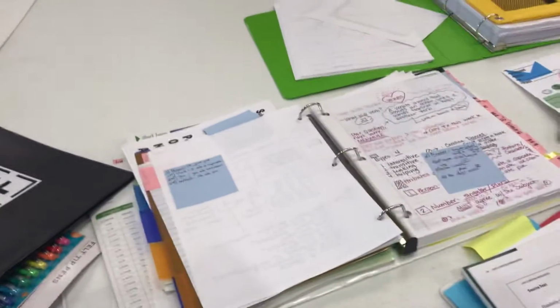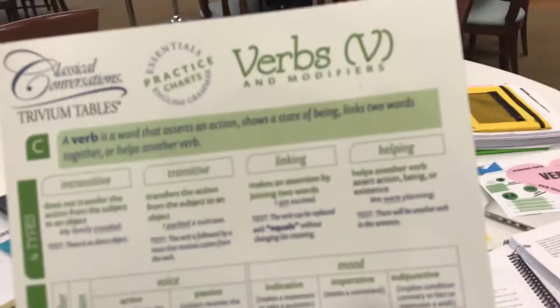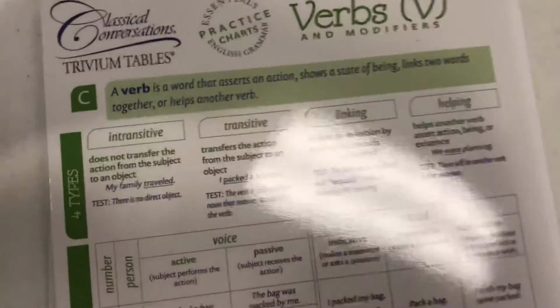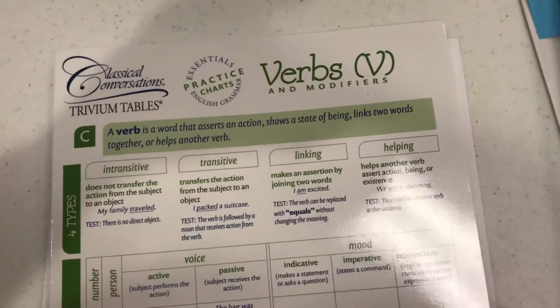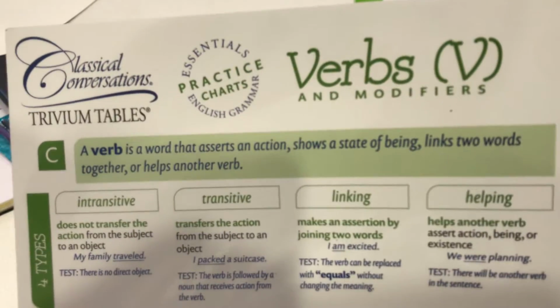Then in class we introduced Chart C, which is verbs. I'm going to try to focus this. The verbs, maybe I go like this. Verb chart. So the main thing for first years to really work on memorizing with this chart is, maybe you will not memorize this whole chart, but starting with the definition of a verb.